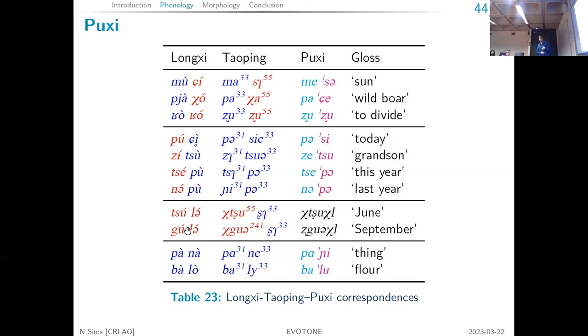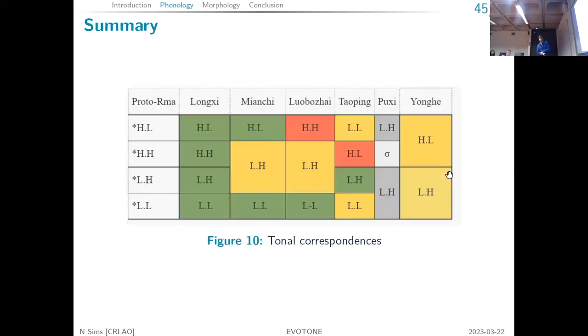The high-highs became high-low in Taoping. And they continue to evolve into a collapsed monosyllable in Puxi, where you get this nice crunchy word for September, from two syllables collapsed. And then the low-low patterns this way. So in Puxi, you really only have a two-way difference between this kind of collapsed syllable type and a non-collapsed syllable type. So there's not as much information in Puxi to try to figure out what the original system is. So it looks something like this, where you have just a two-way.